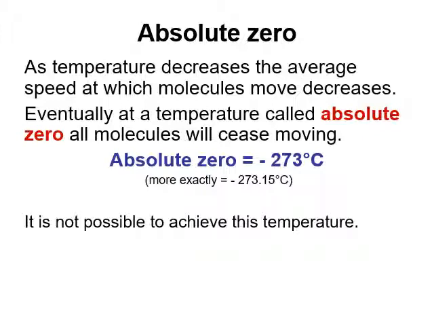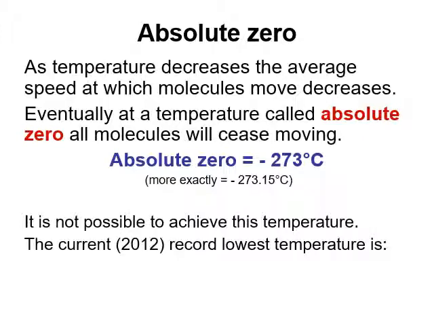So it's not possible to achieve this temperature, okay, because there's no way on Earth you can actually get this temperature. Even the universe itself has a background temperature of about minus 269 to minus 270 degrees Celsius. So the record temperature at the moment, since 2012, is minus 273.1499999999999 degrees Celsius. So pretty cold, but not quite absolute zero.